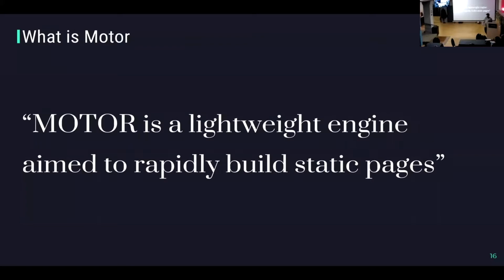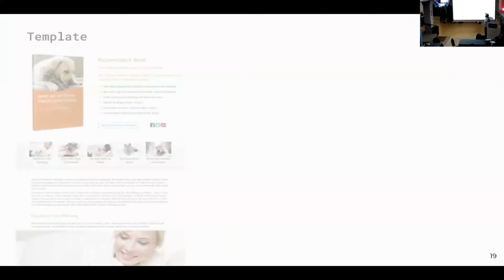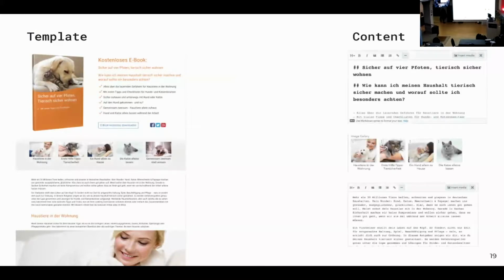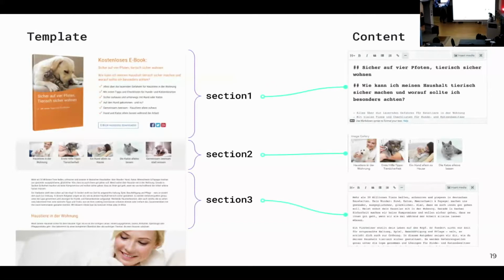We describe Motor as a lightweight engine aimed at rapidly building static pages. Motor's concept is that each template has content. For example, this section has content here in Contentful, and here we can map the sections with their respective content. So we can use the same template with many different contents.